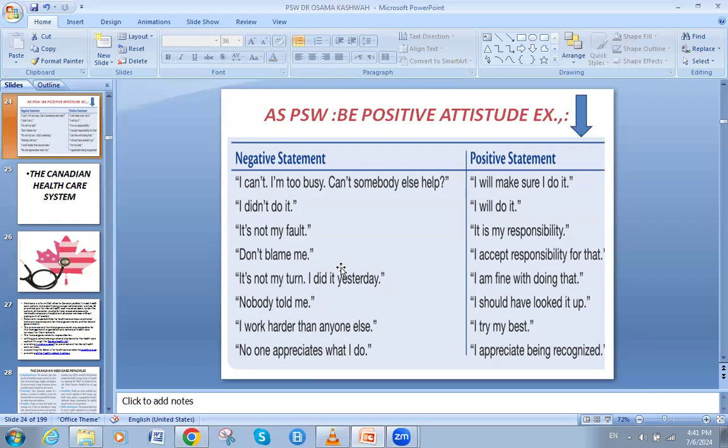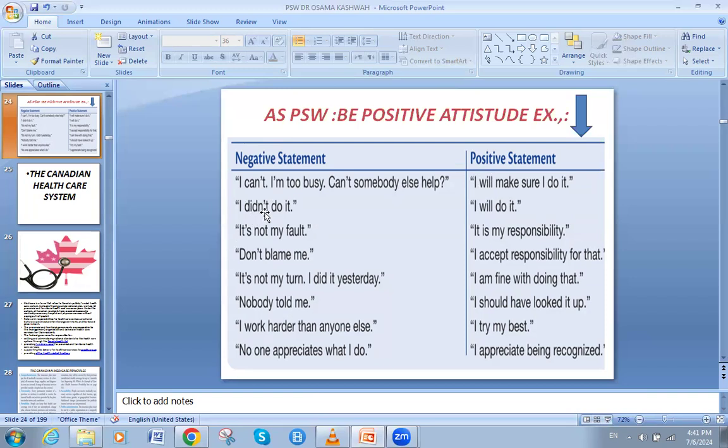There are a lot of actions that show a positive attitude. As an example, we have some statements. Don't say the negative statements, but say the positive ones. Don't say, I can't, I'm too busy, can someone else help? No, don't say this. Instead, have a positive statement like, sure, I will do this.